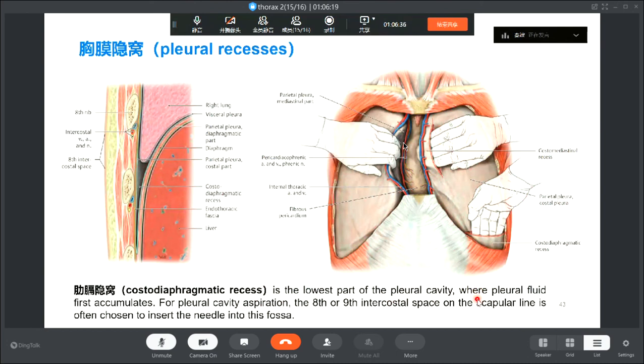So when pleural fluid accumulates in the pleural cavity, it accumulates in this place. Clinically, for pleural cavity aspiration, we often choose the intercostal space on the scapular line, and insert the needle into the recess.